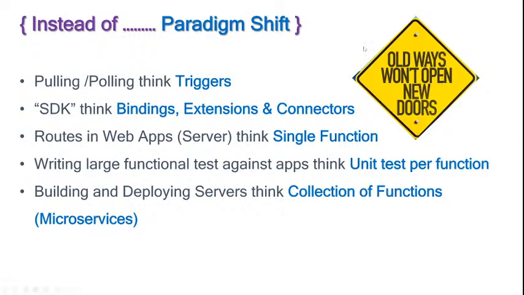Now think about, instead of writing large functional tests against your app which has thousands of functions, think of unit testing. Because your function is doing one thing, you can test that function effectively. And instead of building and deploying servers, think of a collection of functions, or what we call microservices. You have bits and pieces of functions working together.